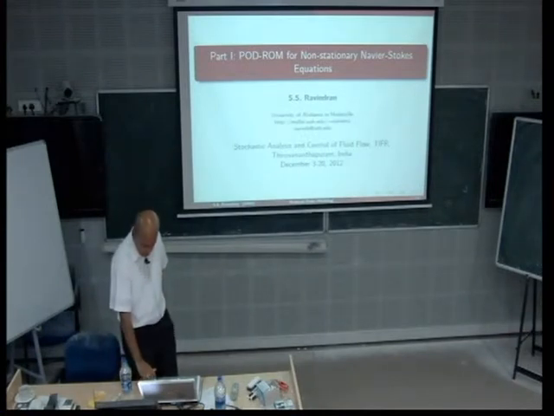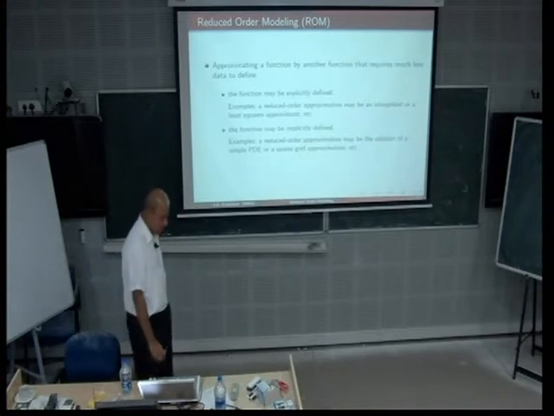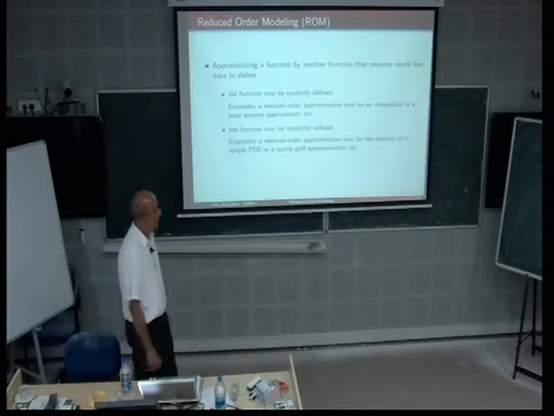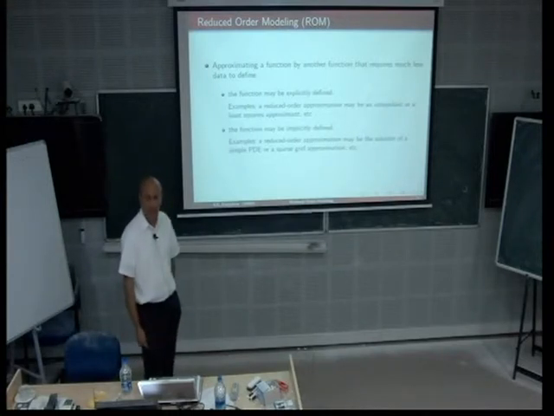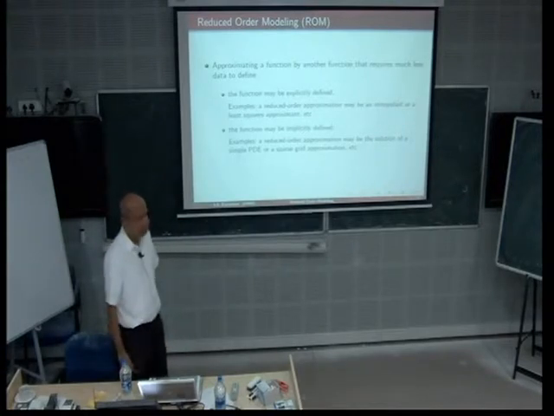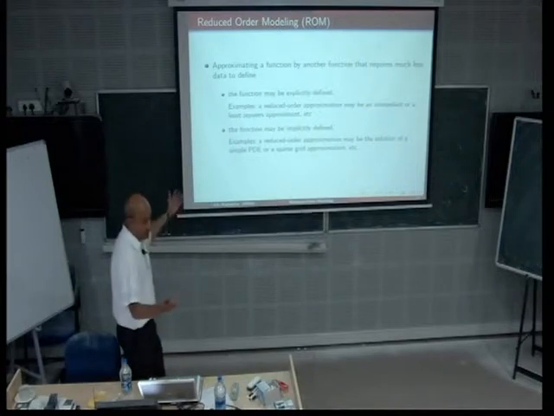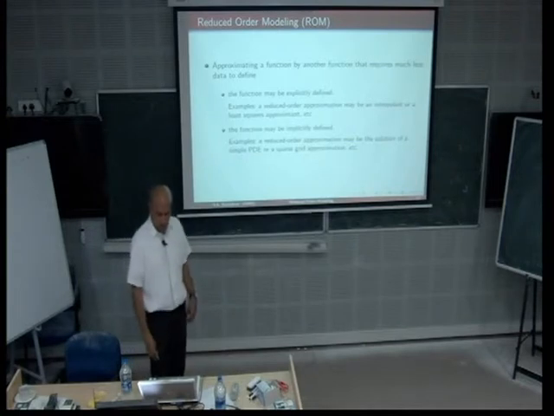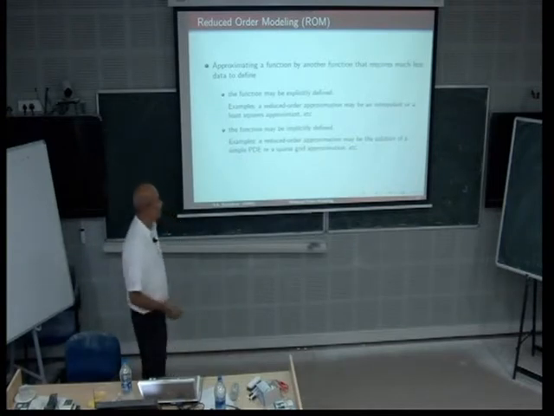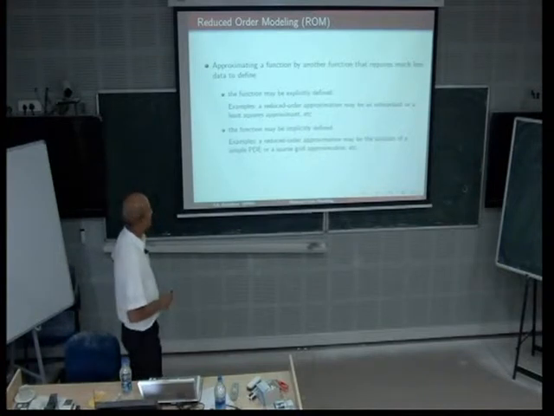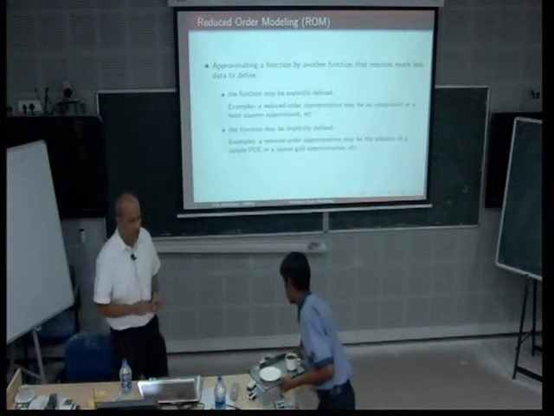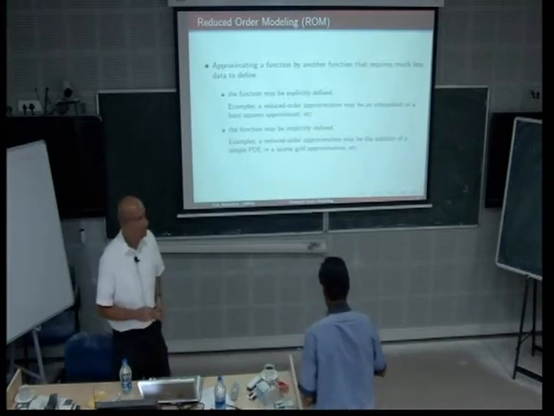So, what is reduced order modeling? Well, given a function, you represent another function that requires much less data to define. The function could be explicitly defined. Of course, this is the simplest way to define reduced order models. So suppose you have a function that is explicitly defined. Then interpolation or least squares approximation is also a reduced order model.